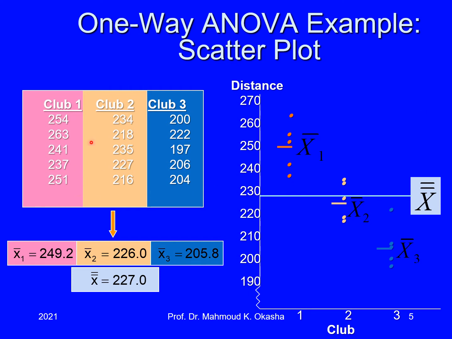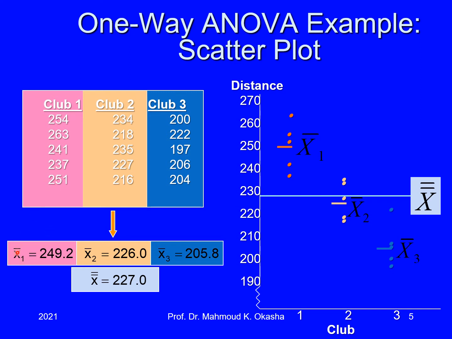These are the values themselves, the observations actually. So we have 3 clubs and we have the overall mean. That's the overall mean, and we found the first group mean and second group mean and third group mean. They would look different like that. So we calculate first the means.